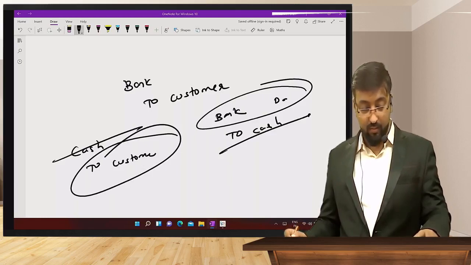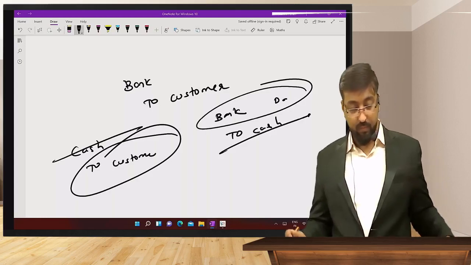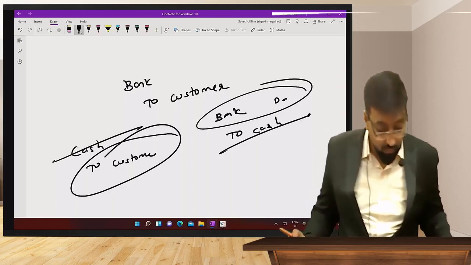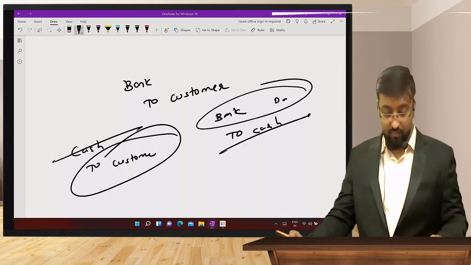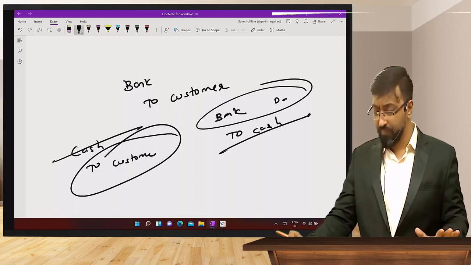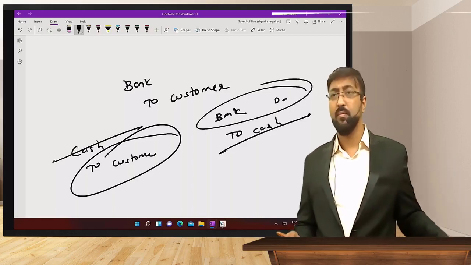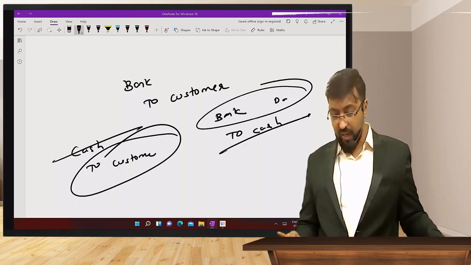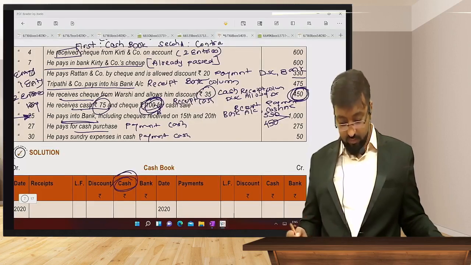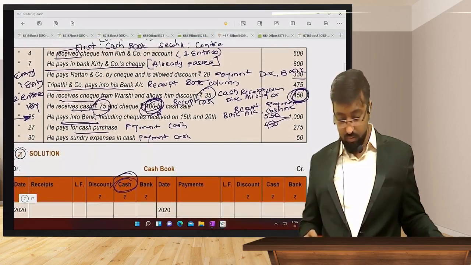Hayana. Okay, so we are going to cancel that bank account debit to cash account. It's very logical. So bank account debit to customer. So cash to customer and bank to cash. These two entries are very, very important. Okay, now you got this. Theek hai. Chalo.